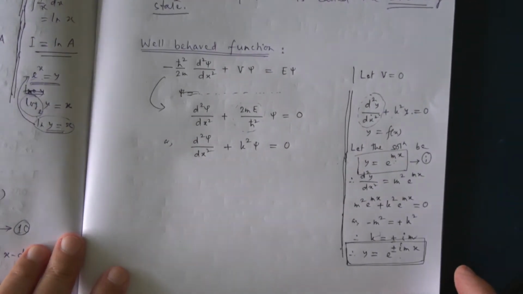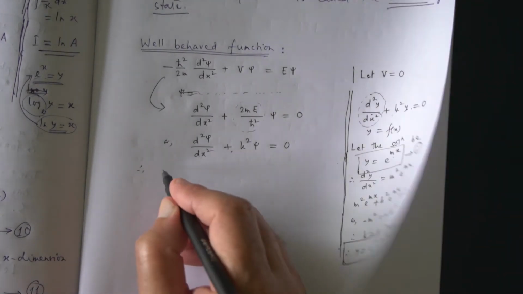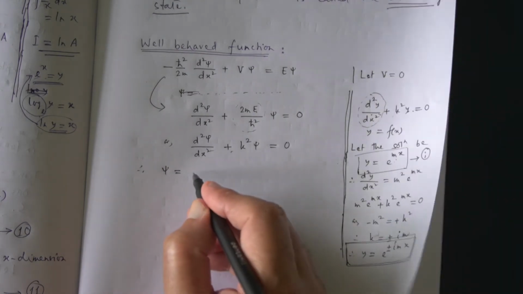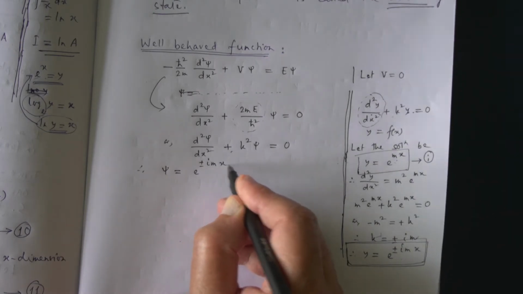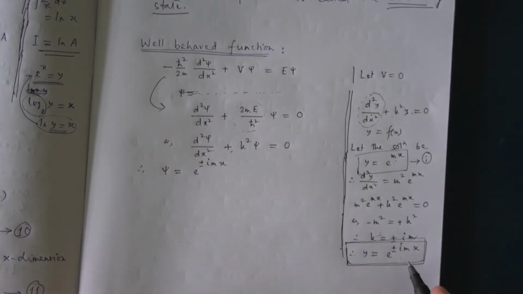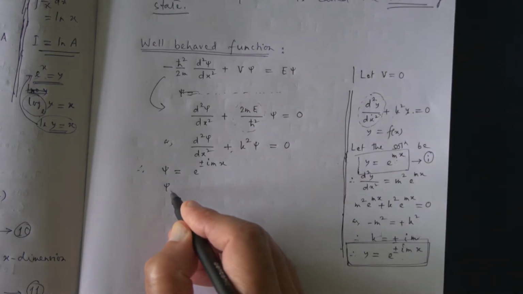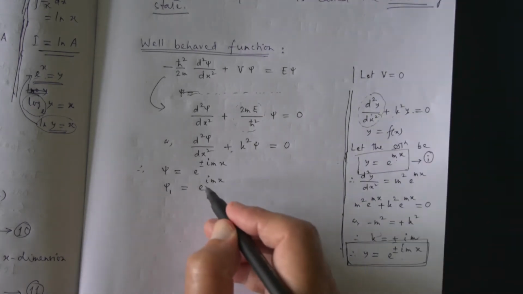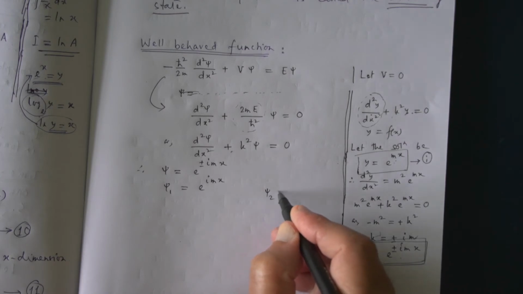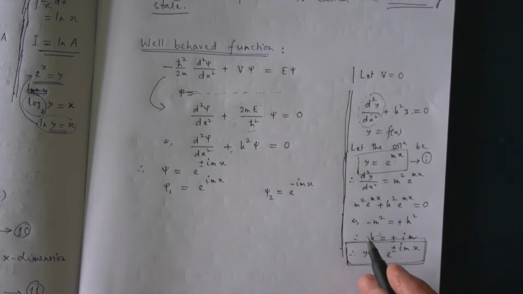So here also the same equation. So psi will be equal to e to the power plus minus i m x. So one solution may be e to the power i m x, plus the other solution may be e to the power minus i m x.